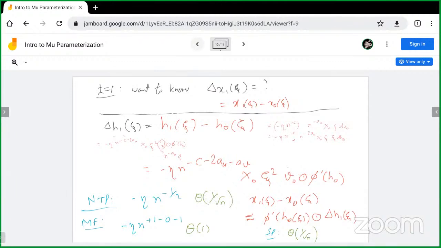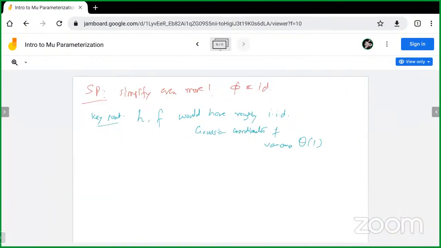kernel of the features, the learned features in a sense. And you can see that the kernel will not change. So let's see that. Okay, so let's find the kernel.